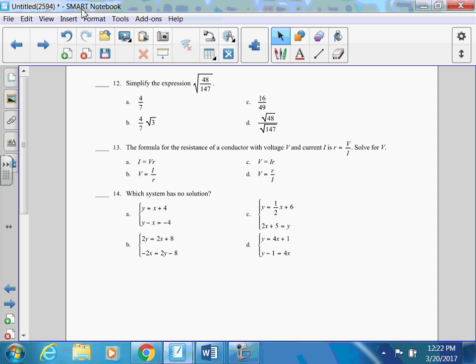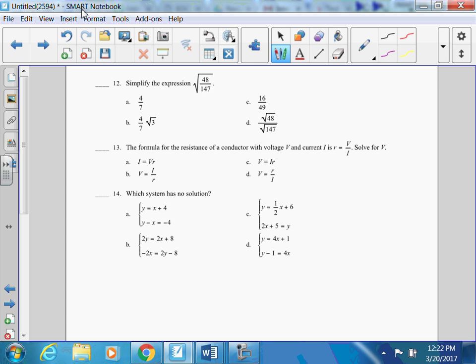Okay, so number 12, simplifying the radical. This is something that we have not talked about much this year, but you're going to have some of these in the reviews, and hopefully you get a hang of it as you go through some of them. First thing we've got to do is, if we're simplifying square roots, we have to know what perfect squares are.